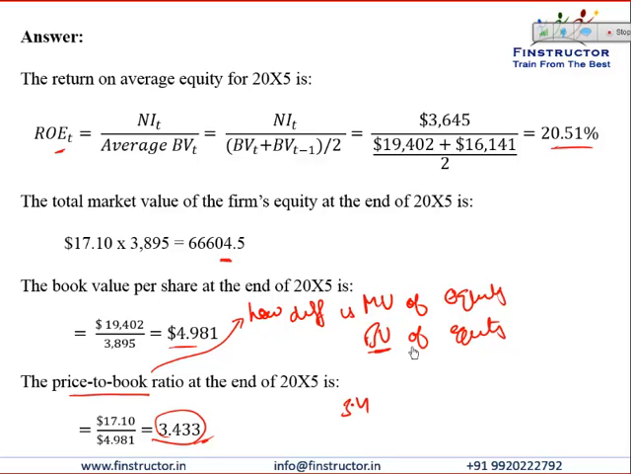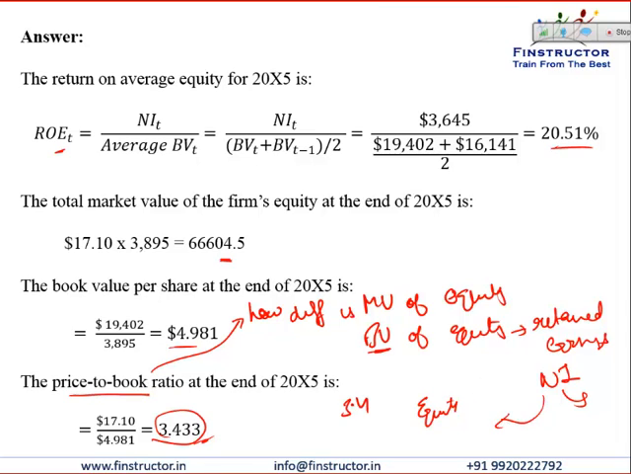Now, the book value of equity essentially goes up to the extent of the retained earnings. So what is book value? It is the equity. If in a particular year I have a net income and I pay it all out as dividends, then my book value of equity won't change. To the extent that I retain the earnings, the book value will keep going up.